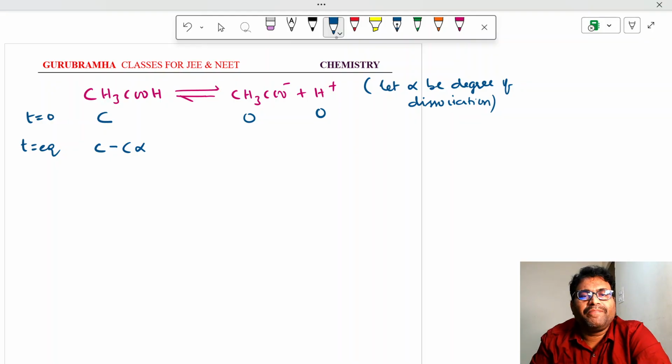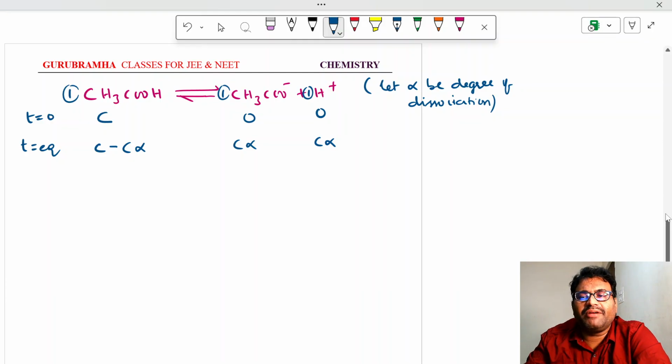Already we know that when 1 mole of acetic acid dissociates, 1 mole of acetate ion and 1 mole of H plus forms. If C alpha is equal to 1, that means 1 is dissociating, and 1 and 1 are formed. So here how many acetate ions are formed? C alpha. How many H plus ions are formed? Again C alpha.